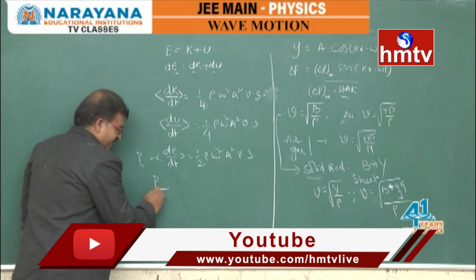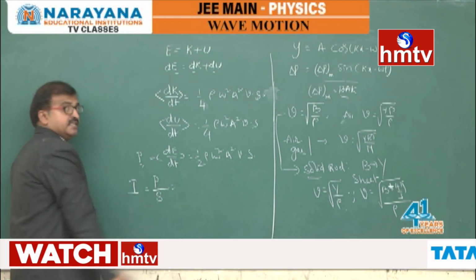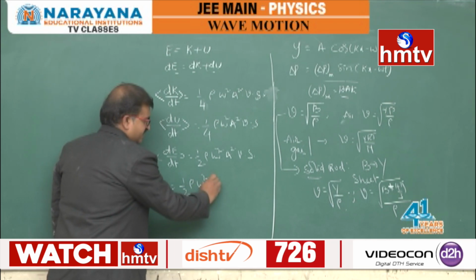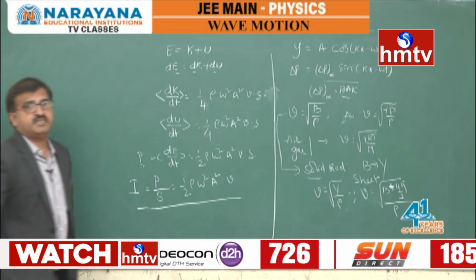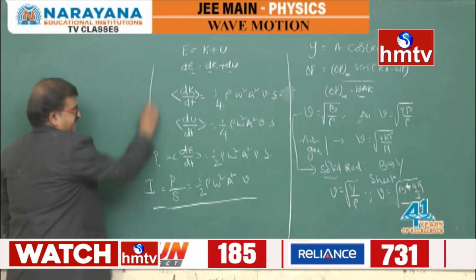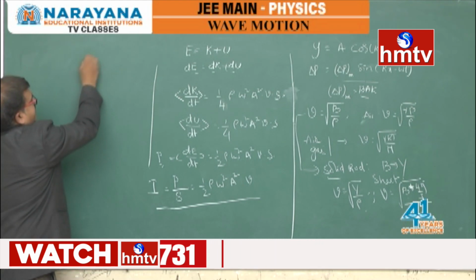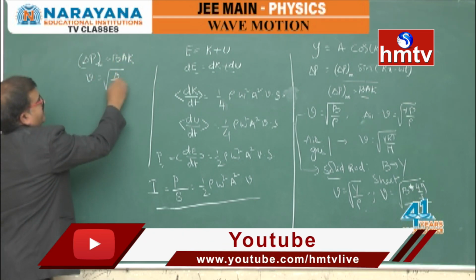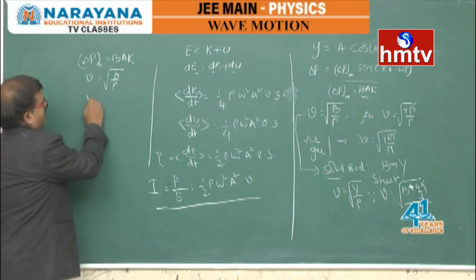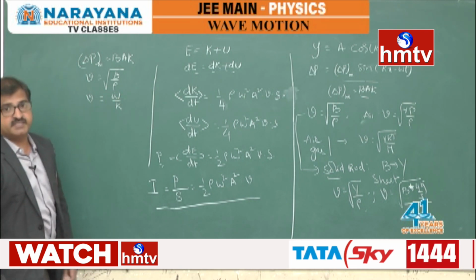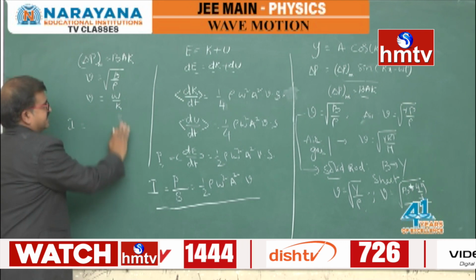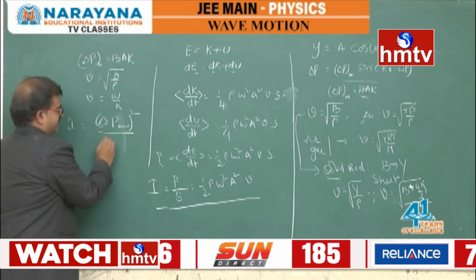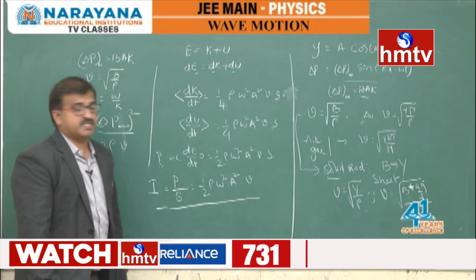Now P by S, the power per unit cross-sectional area, is the intensity of the sound wave transmitted through that medium, which equals half rho omega square A square times V. This intensity can also be verified by taking delta P maximum equal to B A K, and the velocity V equal to root over B by rho, which is also omega by K. By substituting these expressions, the intensity can be written as delta P maximum square by 2 rho V.